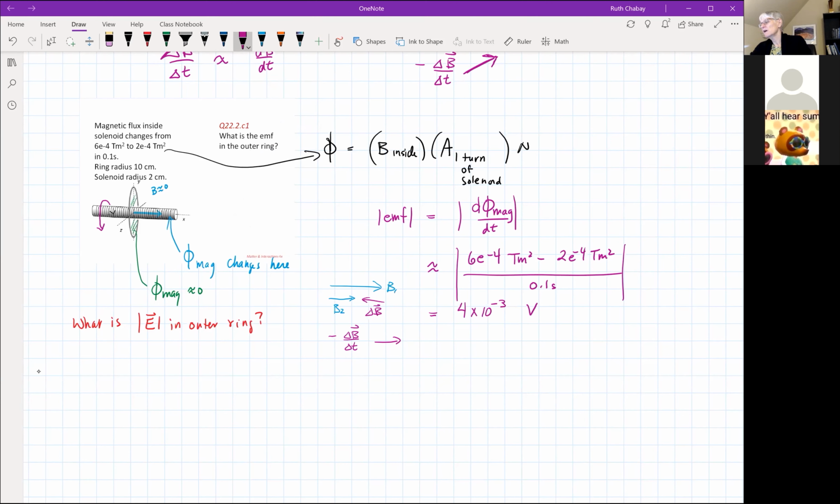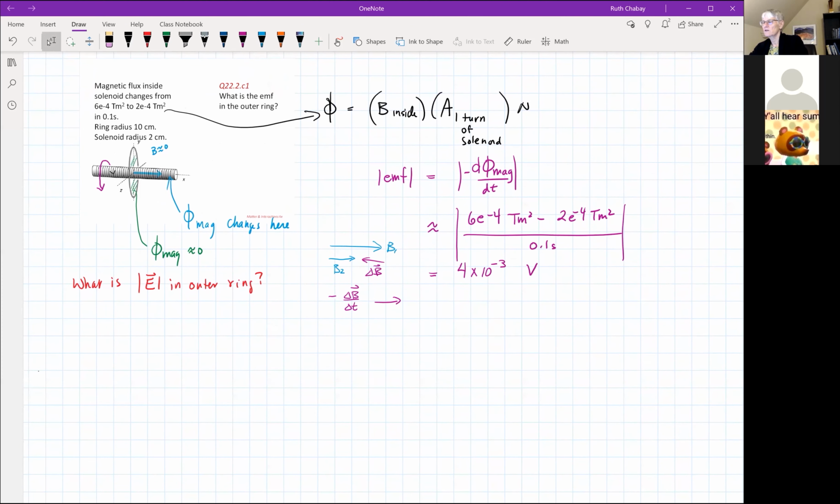So again, if we do this, there's a minus sign here, actually. You can read about that in the book, and if you want to do it very formally, you can use the sign to get the direction. But in fact, the best way to get the direction is to use the right-hand rule with minus dB dt.